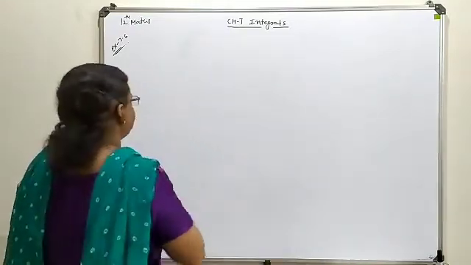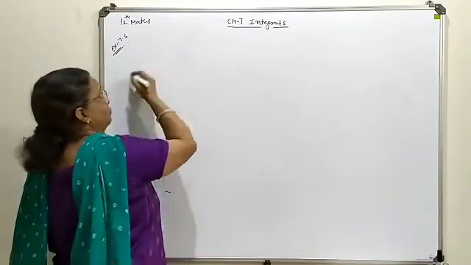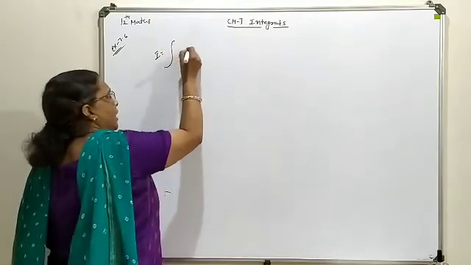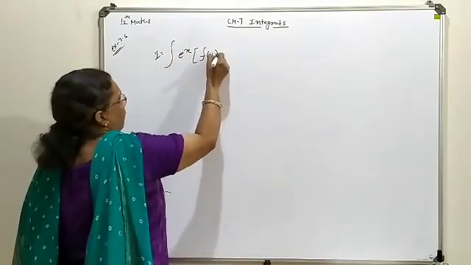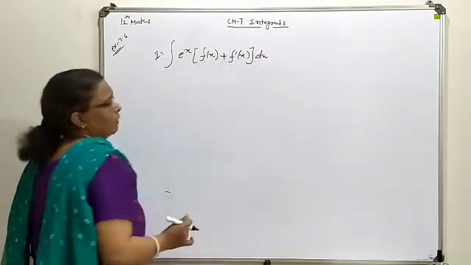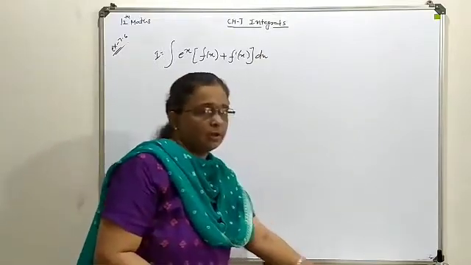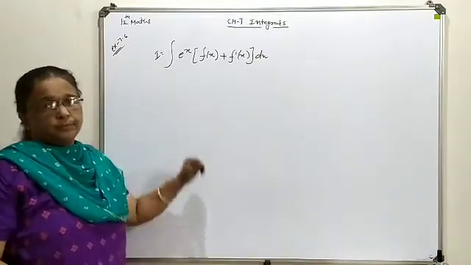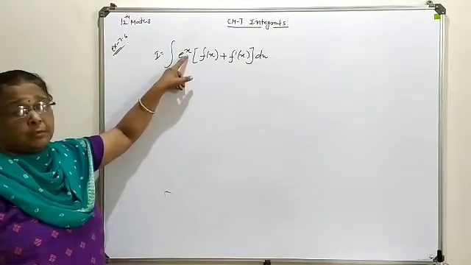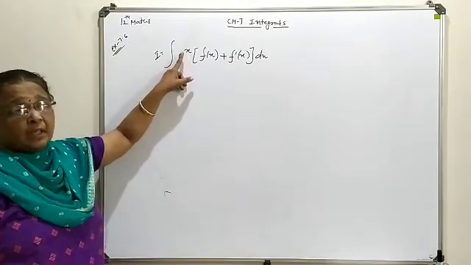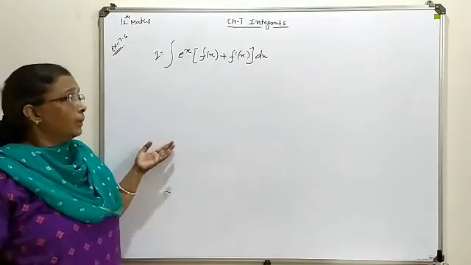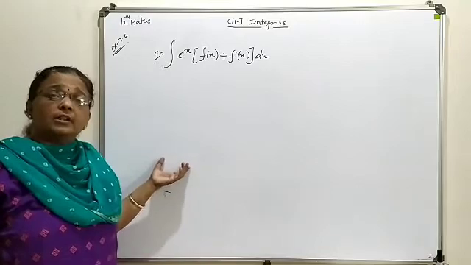Now here, first we look at that form. If your question is available as e power x, f x plus its differentiation written in additive form, and we have to find the integration, the basic condition is that e power should contain only x, not 2x, not x by 2, not x square like that. It should contain only x as the power. Then only you can implement this formula or this theorem.